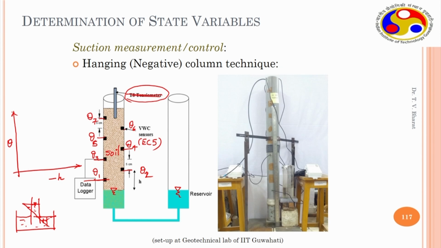So, here the head is some value, correspondingly the water content may be very high; when head is 0, the water content is theta s. And similarly, you have theta 1, theta 2, theta 3, likewise you can plot a soil water characteristic curve. In this particular case, you will have theta not significantly changing up to a certain depth, where the soil is fully saturated, and beyond that you have water content decreasing drastically.